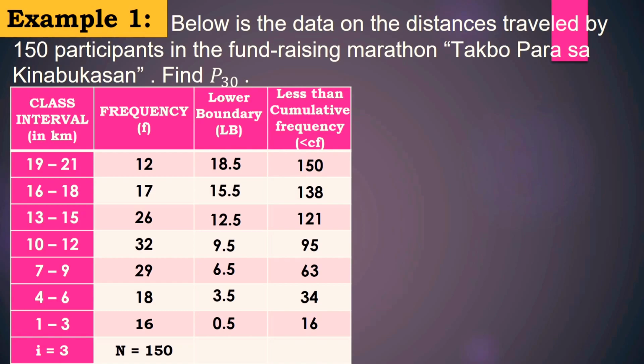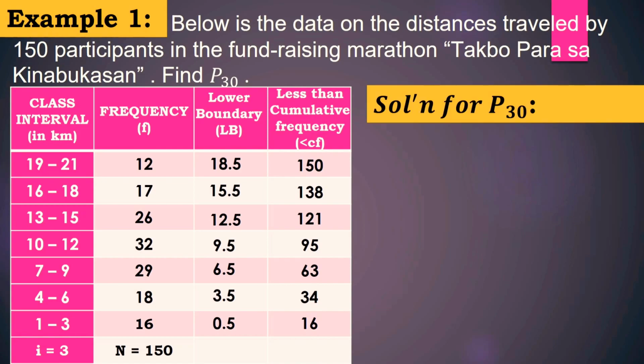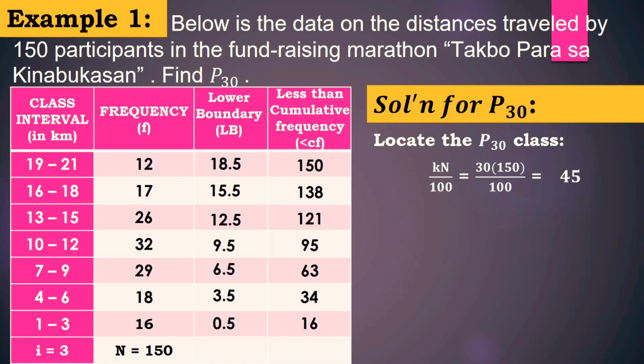Below is the data on the distances traveled by 150 participants in the fundraising marathon Takbo para sa Kinabukasan. Find P sub 30. So to solve for P sub 30, we have to locate the P sub 30 class first. So that's by Kn over 100 equals K is 30 and N is 150. The total frequency, that's 150 over 100. So 30 times 150 divided by 100 is 45.